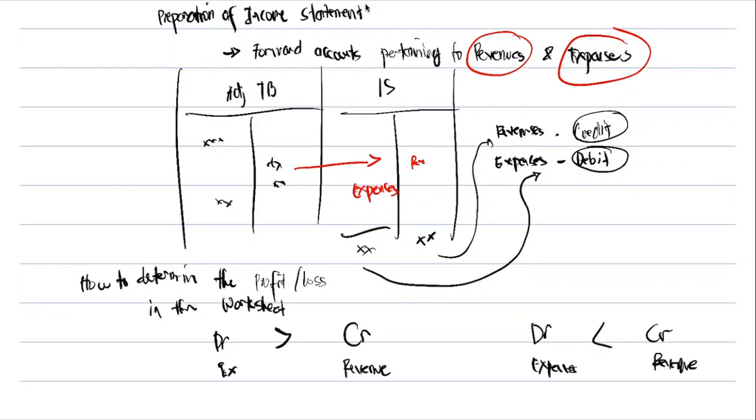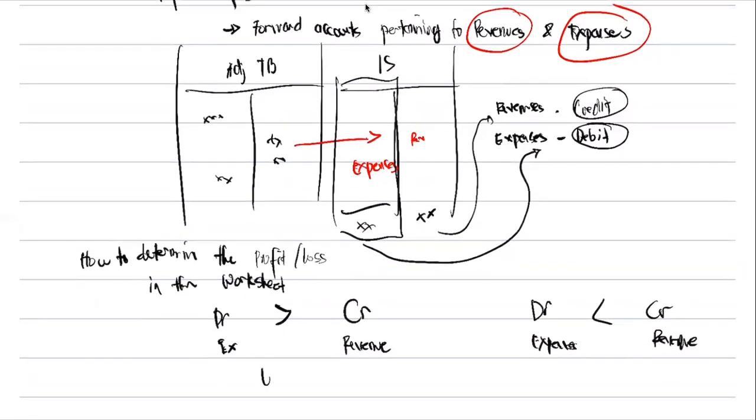Okay, so if debit is greater than credit, it means this debit portion of the income statement is greater than the credit portion. So your expenses are greater than your revenue. If your expenses are greater than your revenue, we call this a loss. Okay, so this is a loss.